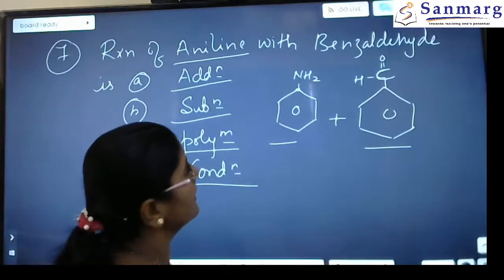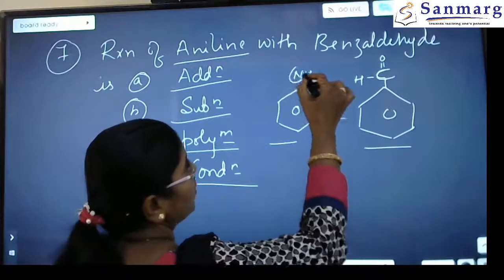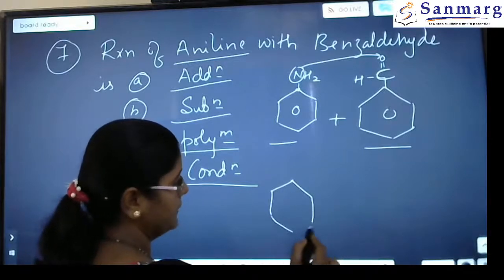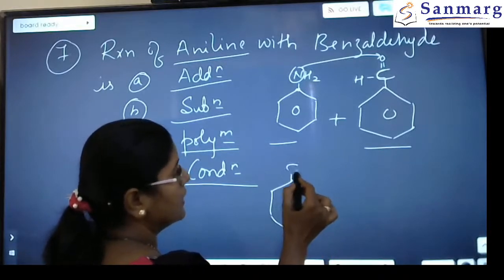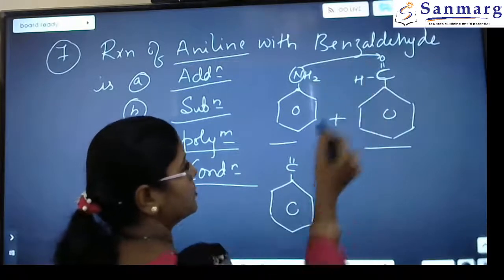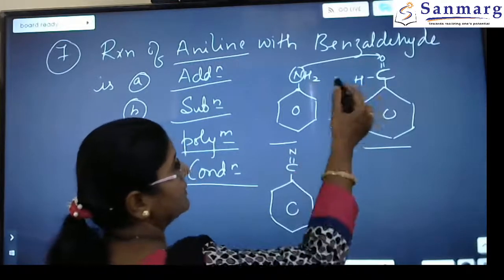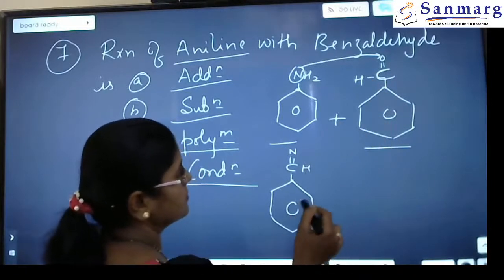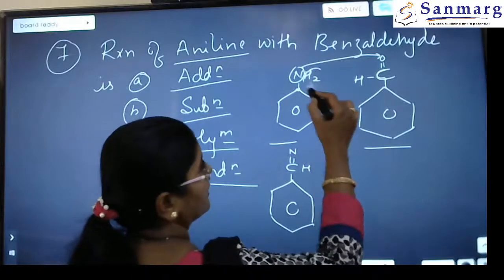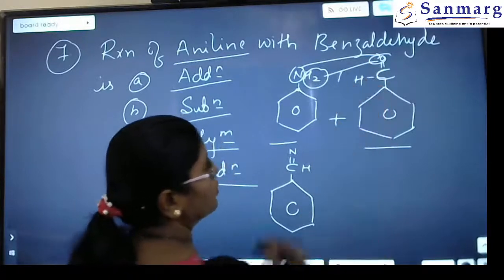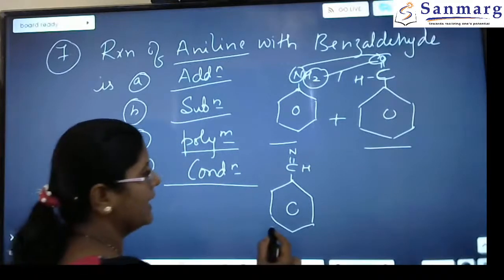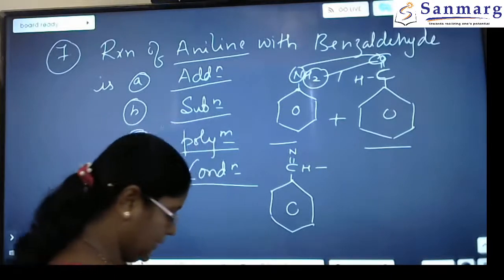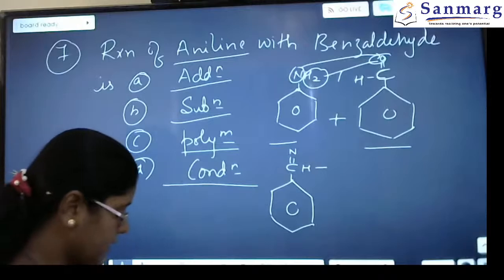When the two combine, the nitrogen goes and attaches here. You get it like this. In benzaldehyde, the C double bond oxygen is replaced by nitrogen like this, and H remains as it is. Then water is liberated. A water molecule is liberated, and along with that you get this benzene ring. So it forms like this. This reaction is called a condensation reaction.